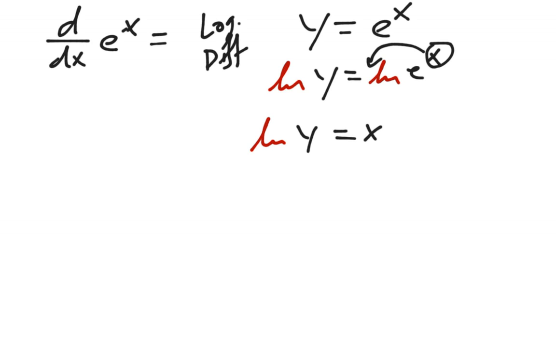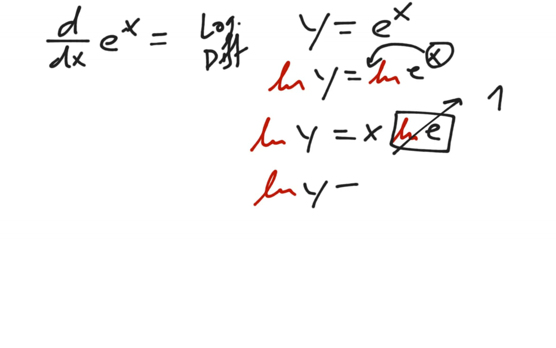Very nice. So we have the natural log of y equals x times the natural log of e. Oh, natural log of e. That's something, because it's like the log base e of e. And if you remember your properties of logs, that's just 1. Very nice. And so we get that the natural log of y equals x. Great. Now what? Oh, right, I have to do the differentiation part.